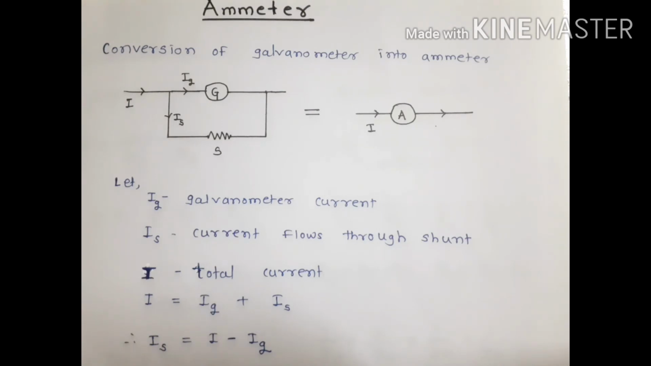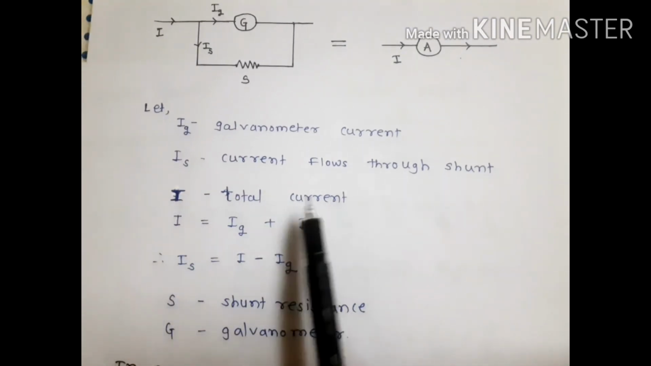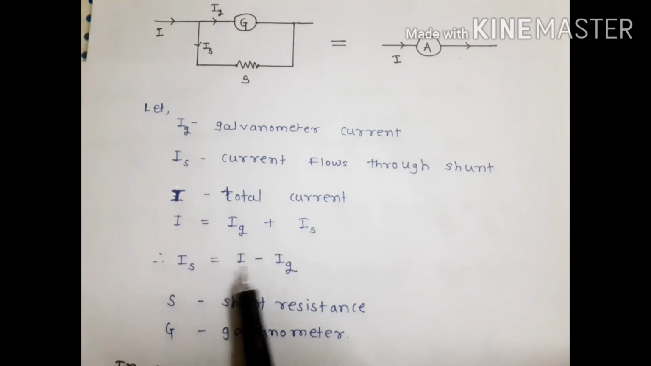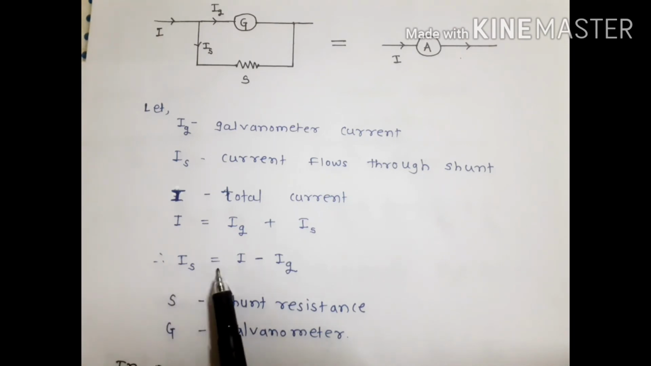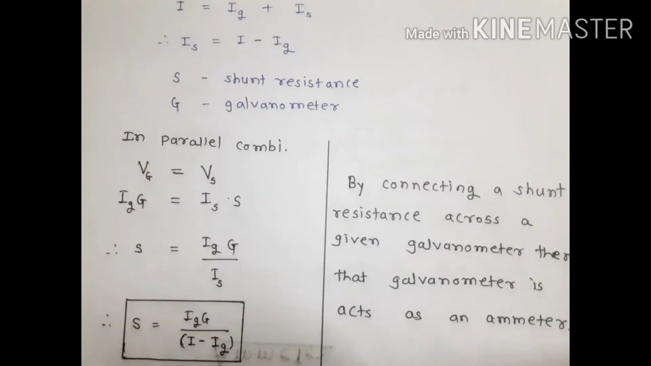Now let us see how the value of the shunt resistance depends upon the galvanometer current as well as the resistance of the galvanometer. Here capital I is the total current. I is equal to Ig plus Is. Therefore Is is equal to I minus Ig. The current flowing through the shunt resistance is equal to the total current minus the galvanometer current.